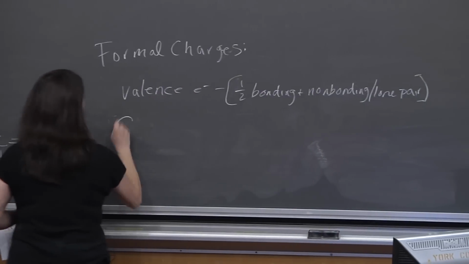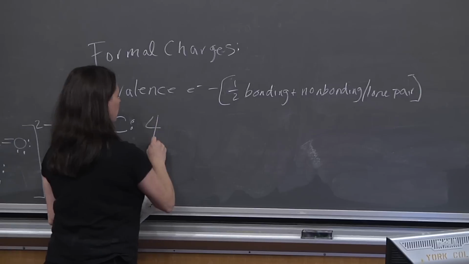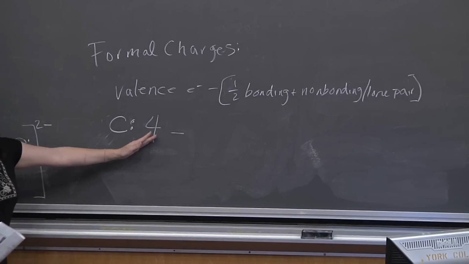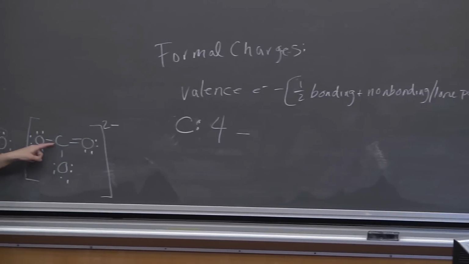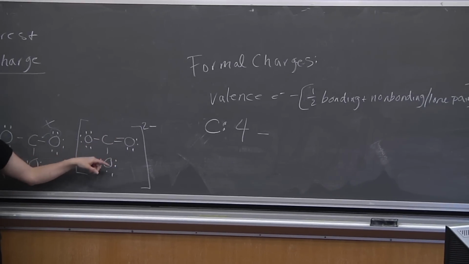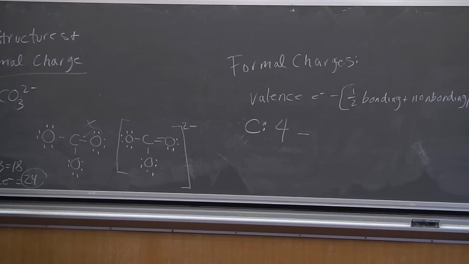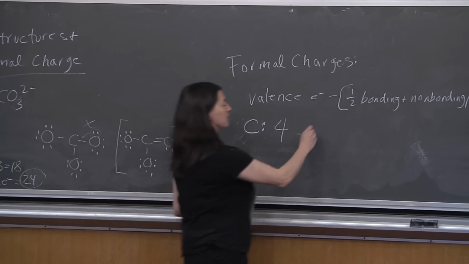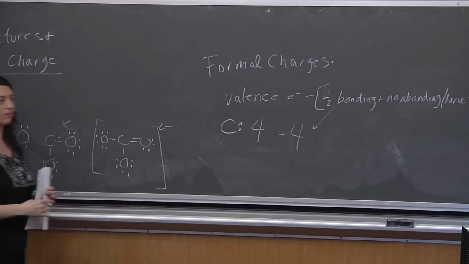OK, so let's look at carbon. Valence electrons in carbon? 4. That's just off the periodic table without even looking at this. Now, carbon has no lone pairs, no non-bonding electrons. It has 4 bonds around it, right? A total of 8 electrons. Half of those 8 electrons get assigned to carbon. So this would be 4 minus 4. That's half of 8. Half of the bonding electrons gives you 4.